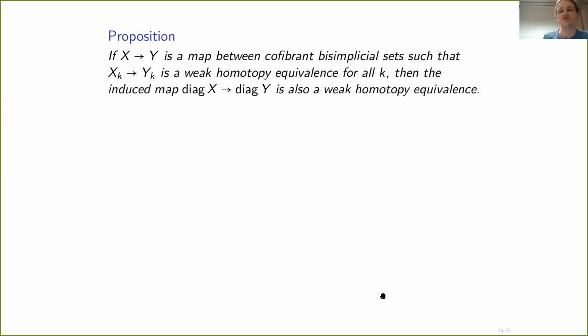One upshot of the gluing lemma and the cofibration category that we have is that we can prove the following classical fact. A map between cofibrant bisimplicial sets which is a levelwise weak homotopy equivalence induces a weak homotopy equivalence on diagonals. And that's a very classical theorem used all the time in simplicial homotopy theory. It is valid here, except that you have to assume that everything is cofibrant.